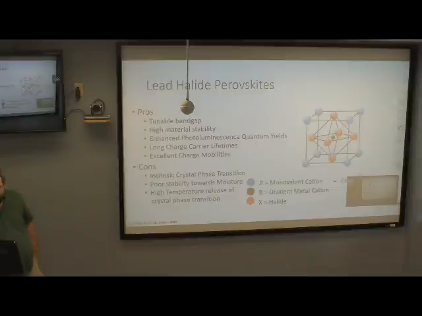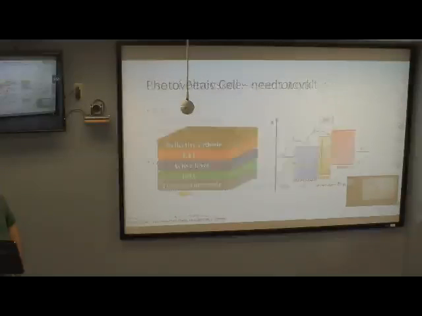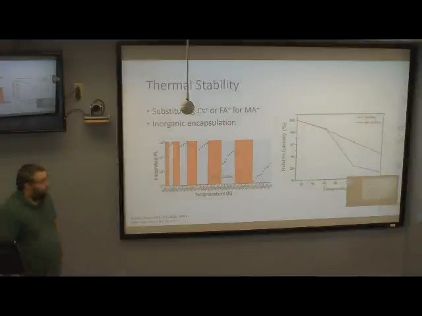So in your perovskite, the blue atoms here are a monovalent cation. That is often represented by methyl ammonium. So one of the suggestions to improve the thermal stability is to substitute either the cesium ion or the formamidinium. Is that how you pronounce that?